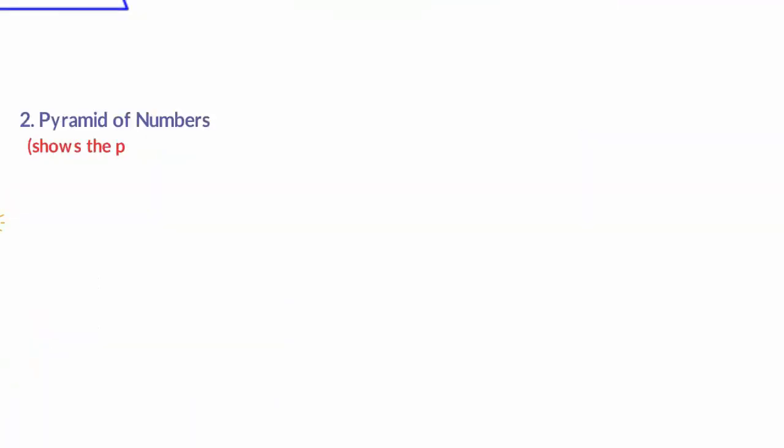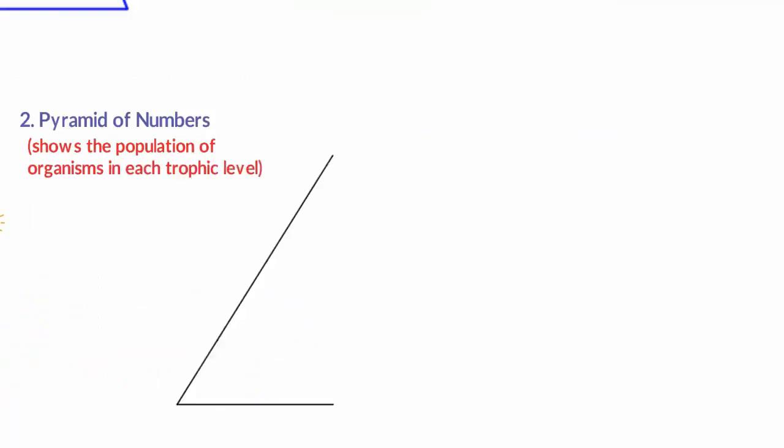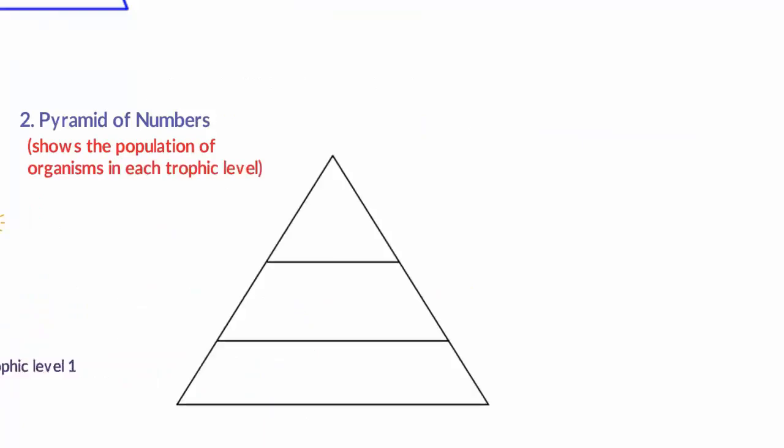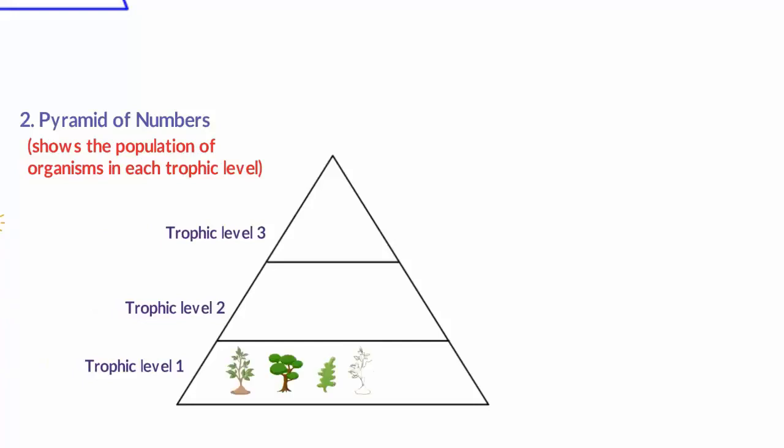This shows the population of organisms in each trophic level. A trophic level is nothing but the individual bars or levels of the pyramid. One important thing to remember is that when we look at the pyramid of numbers, as we know, it's a graphical representation. So we do not consider the size of an individual organism.